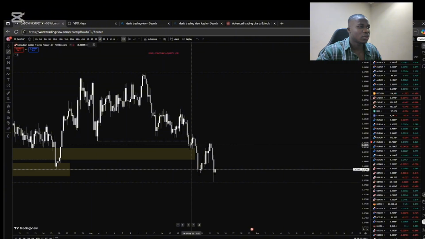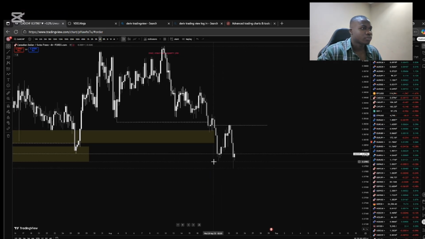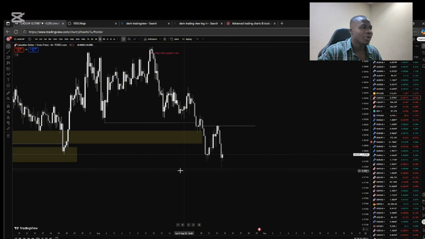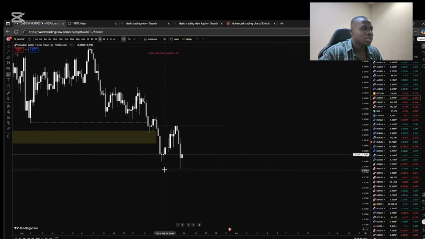Price is currently reacting from this 4-hour order block, and a new low has been broken. So we now have a break of structure right here. But this break of structure is not signifying a true break of structure because it does not close with body. All we are saying is there's a stop on liquidity sweep. So there's every possibility that something like this could happen Monday.